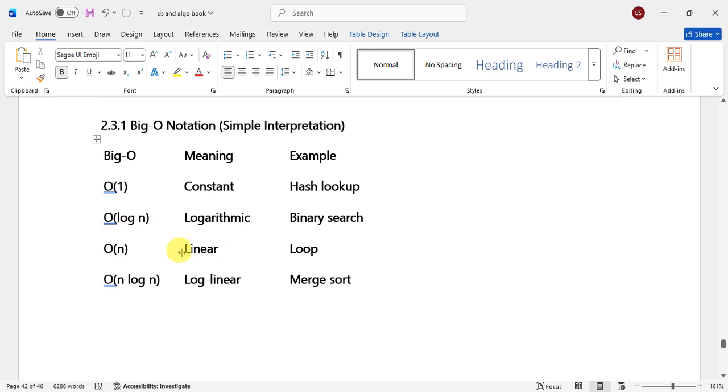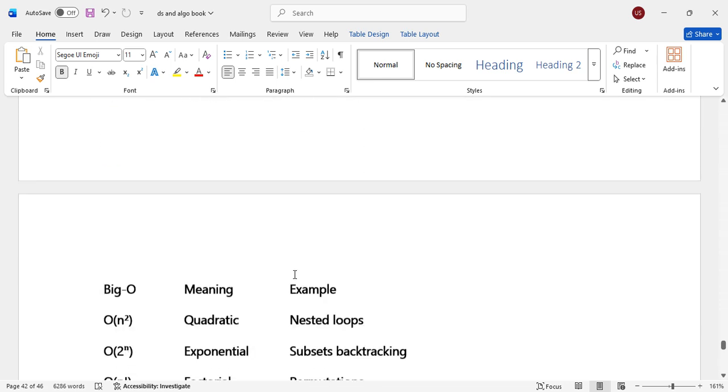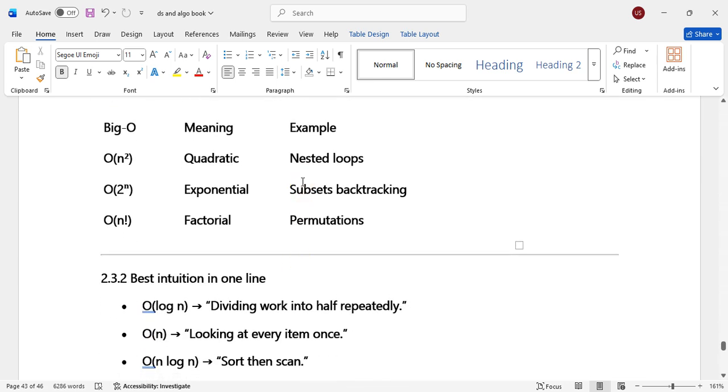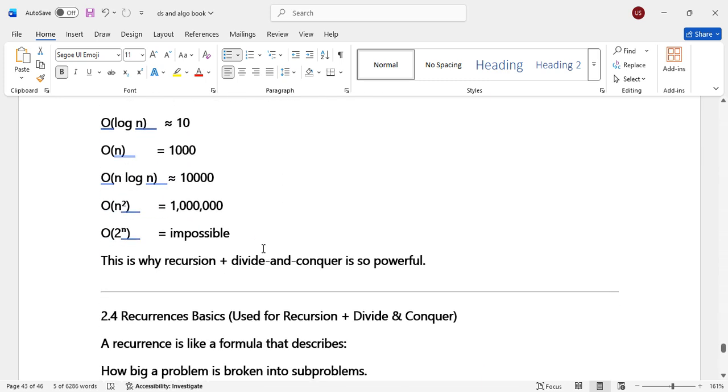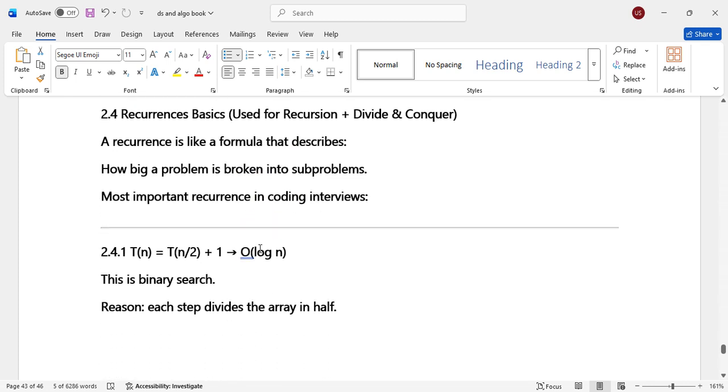There is linear, like O(n). Log linear is n log n, and then quadratic is n square, 2 to the n, and so on. And log n is dividing work into half repeatedly. n log n is also similar to that.